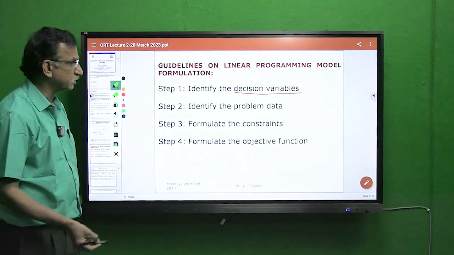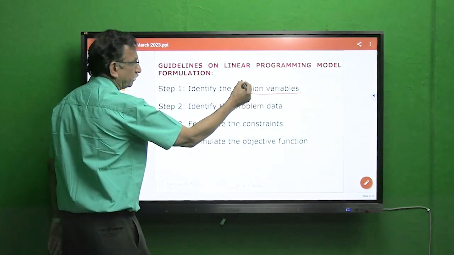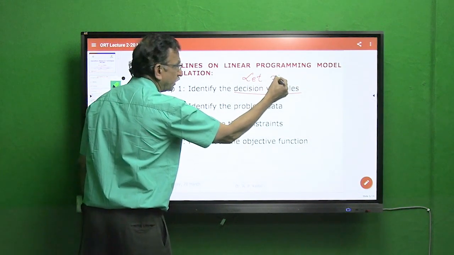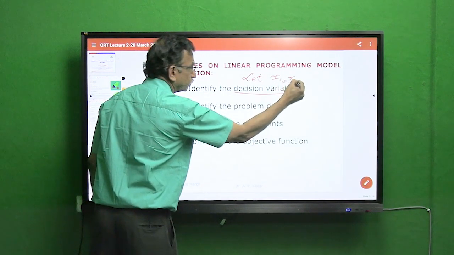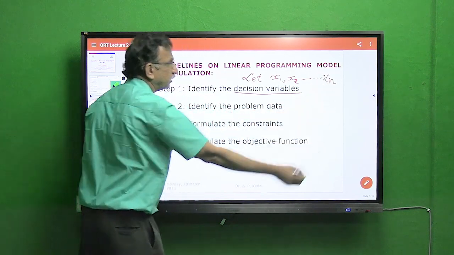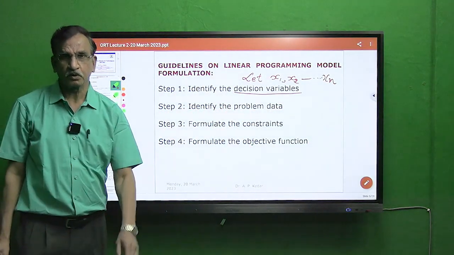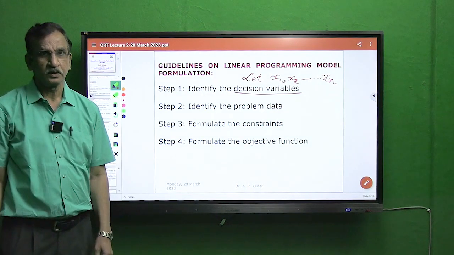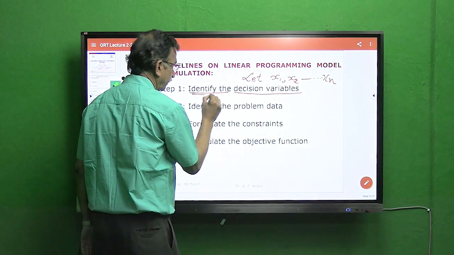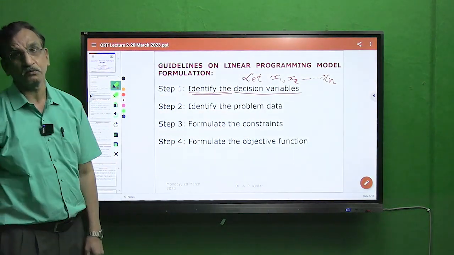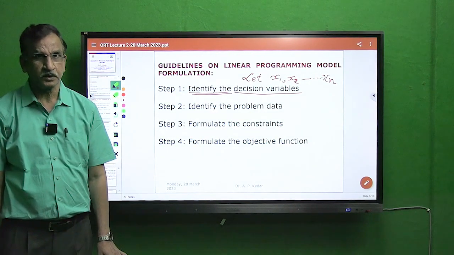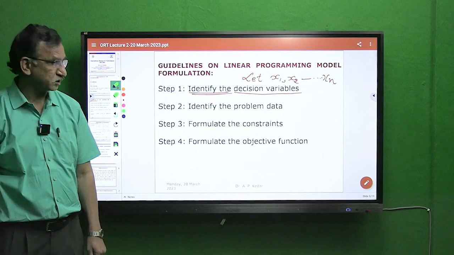So in general it begins with, we'll write further, let, we assume something, let x1, x2, up to suppose xn be the number of variables for the related quantity. That is what we are assuming in identifying decision variables. This is the very first step when we talk of model formulation in linear programming. First step, very essential step.